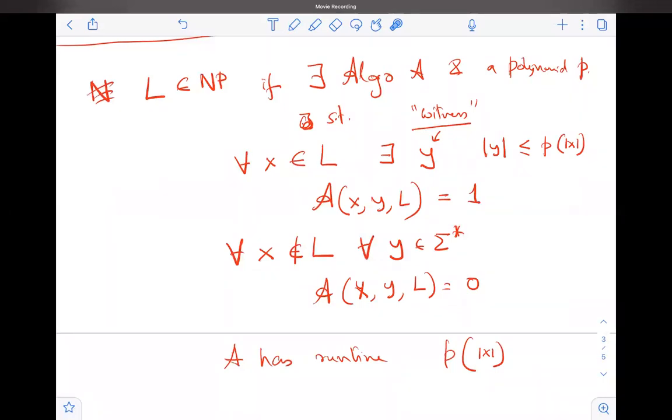Now, this is what is the definition of NP. It's a bit skewed. Why? If I find a y and I find that A of x, y is 0, do I mean that x is not in L?